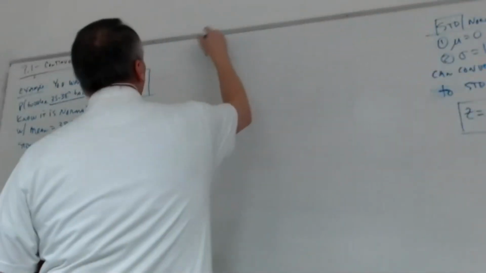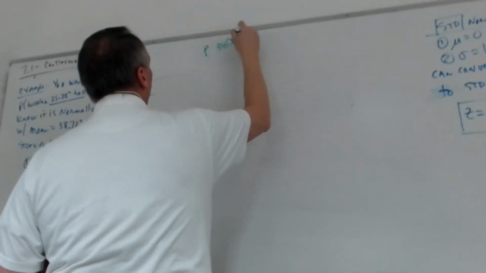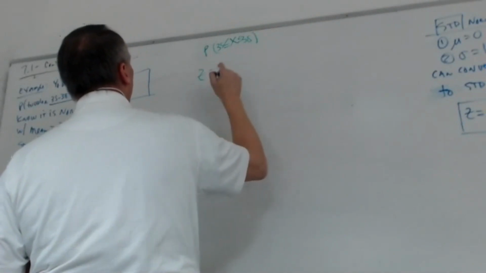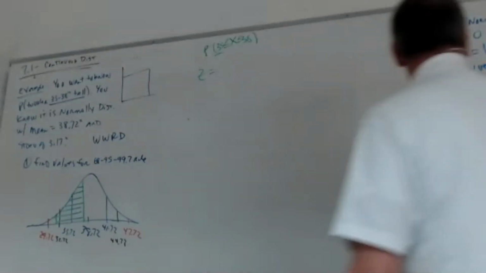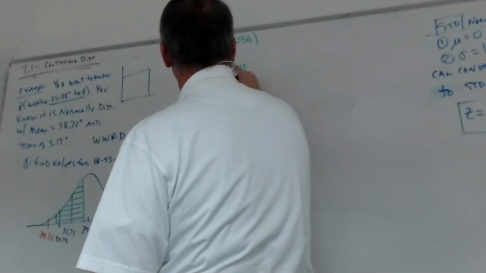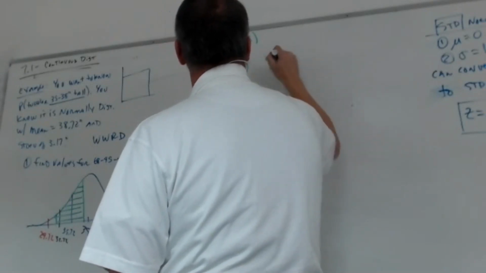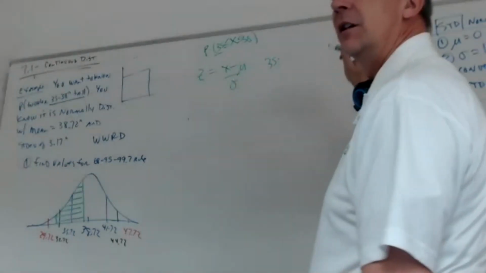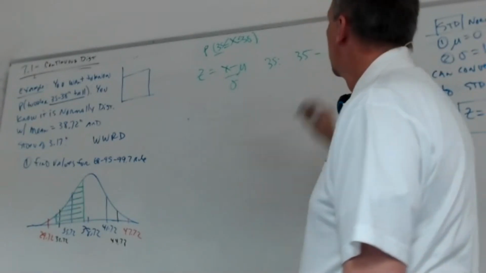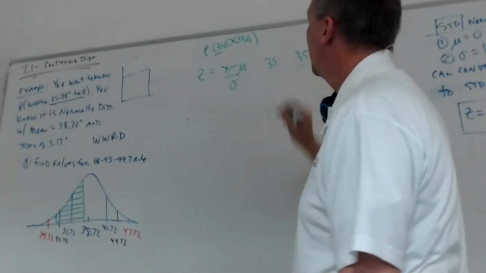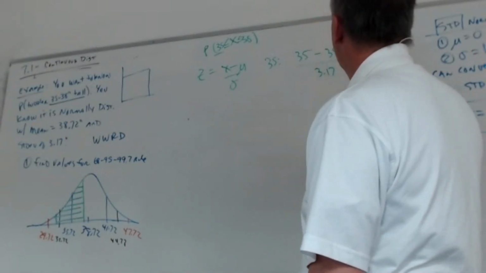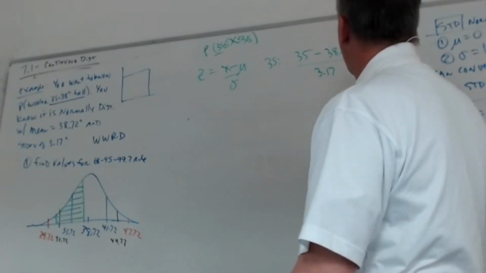Okay, so we want the probability that X is between 35 and 38 inches tall. So the first thing I'm going to want to do is find the Z-score for the 35. I'm going to plug it into this equation here: X minus mu over sigma. So for the 35, X is 35, minus my mean, which is 38.72. I'm going to divide that by 3.17. Which gives me negative 3.872 divided by 3.17.